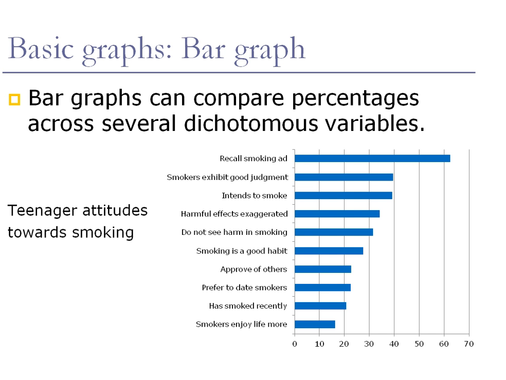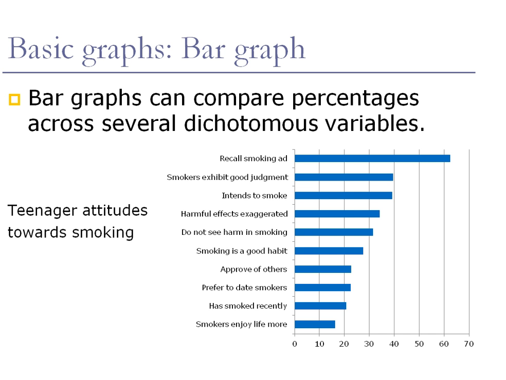So, for instance, they asked them if they recalled a certain smoking ad, and 62% of them said yes, so that bar reflects 62%. Now that's done with that variable. Move on to the next variable. Smokers exhibit good judgment. What did they think? Do they or don't they? Well, slightly less than 40% of the teenagers interviewed thought that smokers do exhibit good judgment. And so that's the second variable that we are listing.